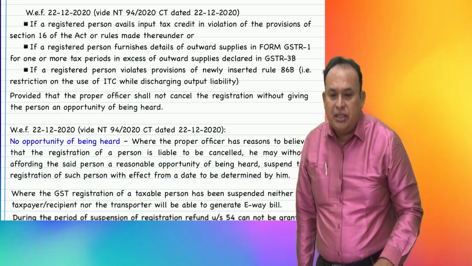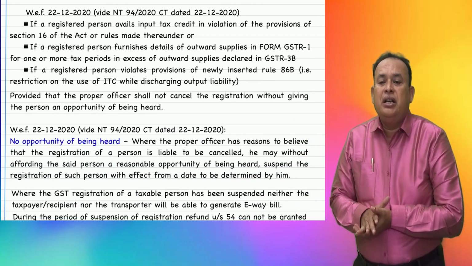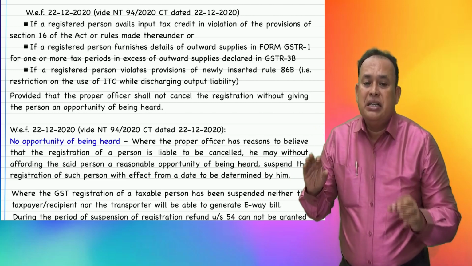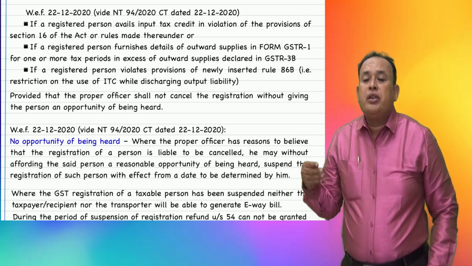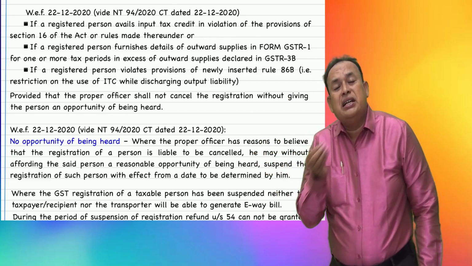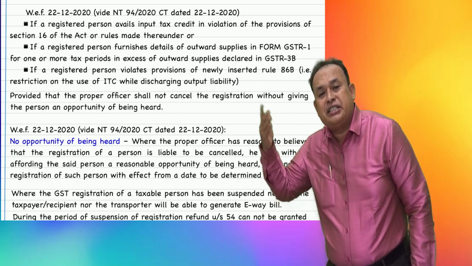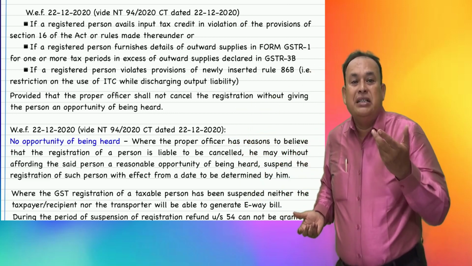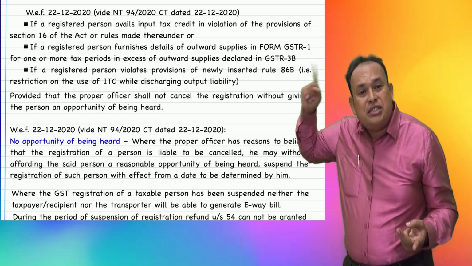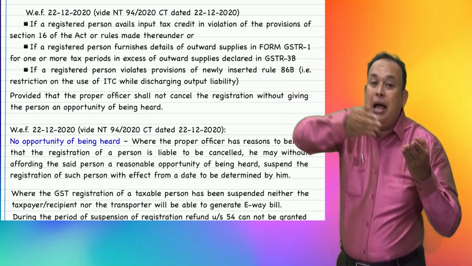Further cancellation of registration. If a registered person avails input tax credit in violation of the provision of section 16 or rules made thereunder, or if a registered person furnishes details of outward supplies in the form GST 1 return for one or more tax periods in excess of outward supplies declared in the GST 3B. I showed in GST 1 return my liability to pay the GST 12 lakhs. While filing the return GST 3B, I showed only 2 lakhs my liability. Means what? 12 lakhs my output liability shown, which has passed the credit to my recipients, and I am going to pay only 2 lakhs.